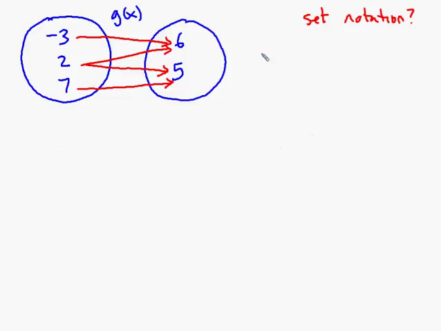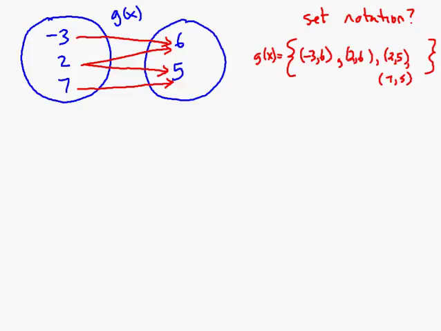Well, let's figure it out. So I'd write g of x equals, now I might run out of room here, so I apologize. I'll try to write small. What's my first ordered pair? -3 to 6. -3, comma 6, right? Now comma. So I have a lot of commas in here. What's the next one? 2, 6. Good. And the next one? 2, 5. Good job. And the next one? 7, 5.